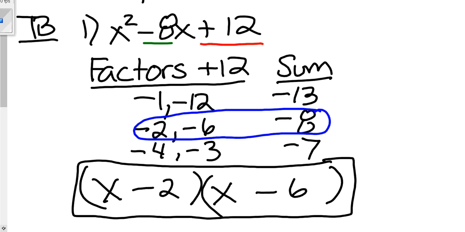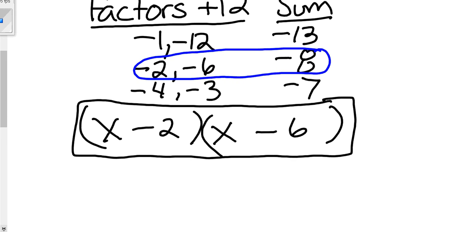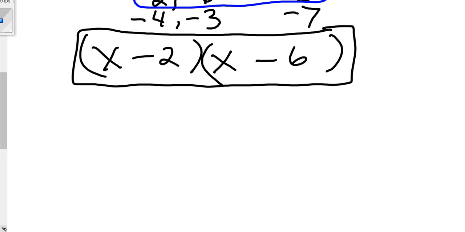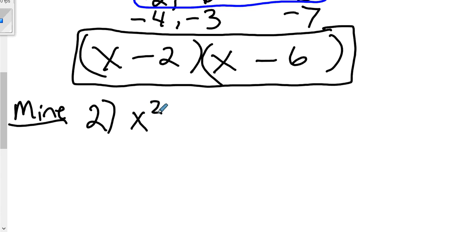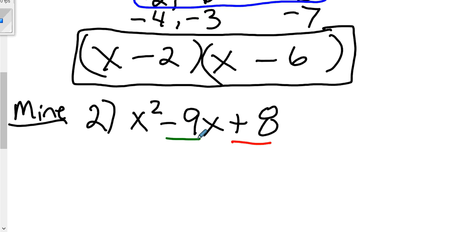All right, that's your first example. That's coming from the textbook. The next example is mine. Mine as in is not on the textbook page. It's something I created, but it follows the example that we're doing where B is negative and C is positive. So now we're going to say x squared minus 9x plus 8. Our C term is positive 8. Our B term is negative 9.